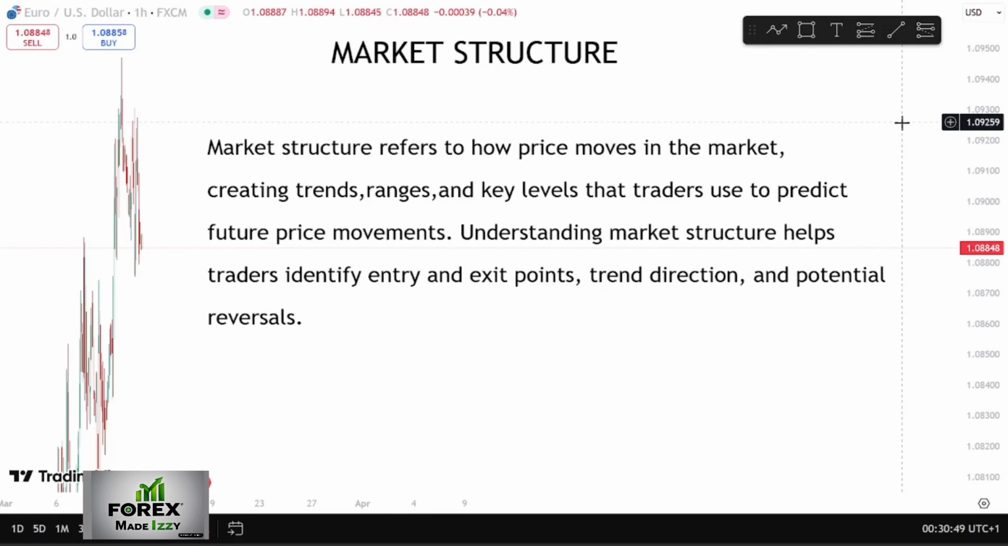So the market structure shows us, the traders, where to make our entry and where to exit the trade. It shows us the trend direction. It shows us if the trend is long term or short term. It shows us if it's an uptrend, if it's a downtrend, and it shows us potential reversals.